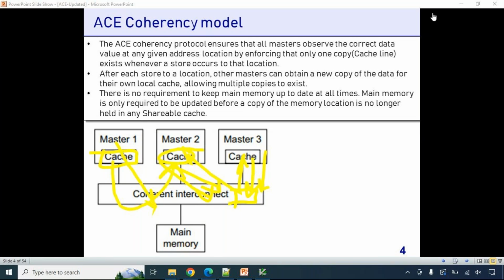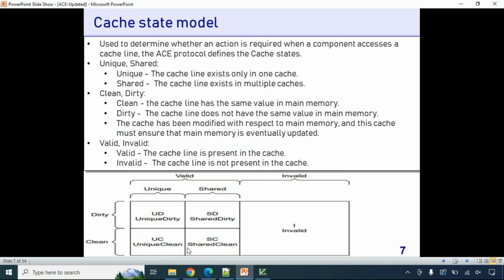So now let us further move on to the cache state model. Please do take a look at this diagram once. Okay. The cache state model is used to determine whether an action is required when a component accesses a cache line. Basically, we were discussing that there is a way for one component to inform what its state is, whether it requires the update or not. Even master one will be able to update the coherent interconnect on what it wants to do. So that is where we talk about a cache state.